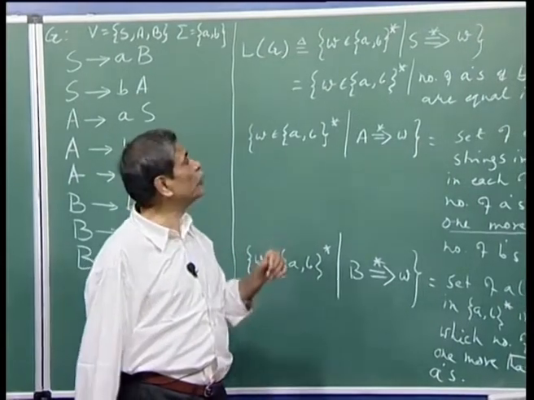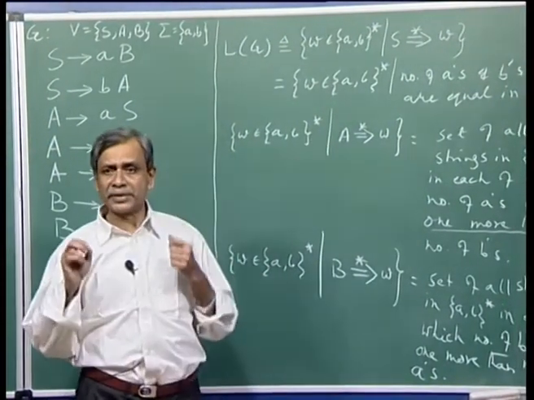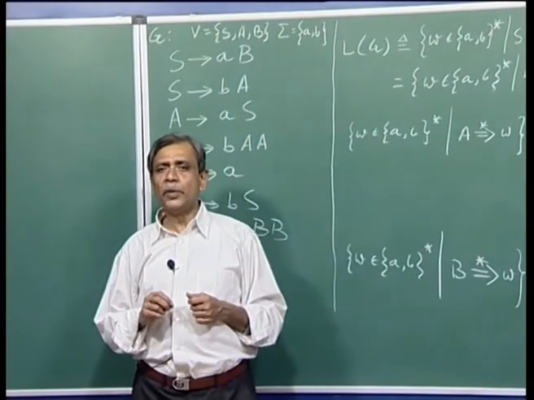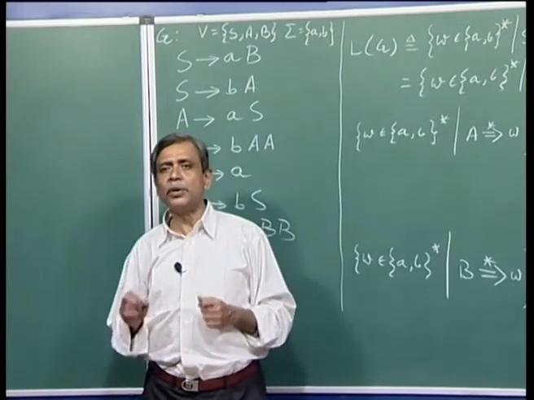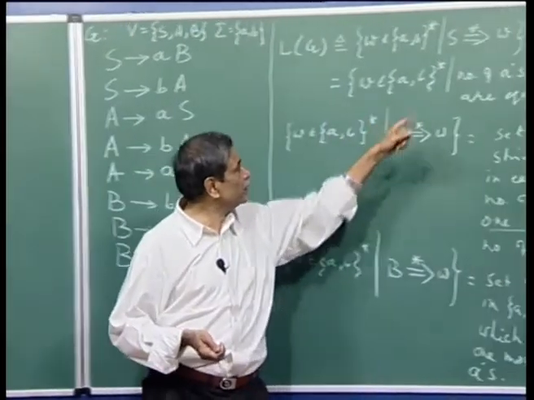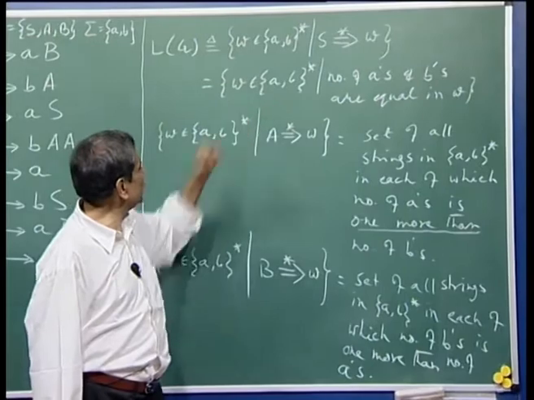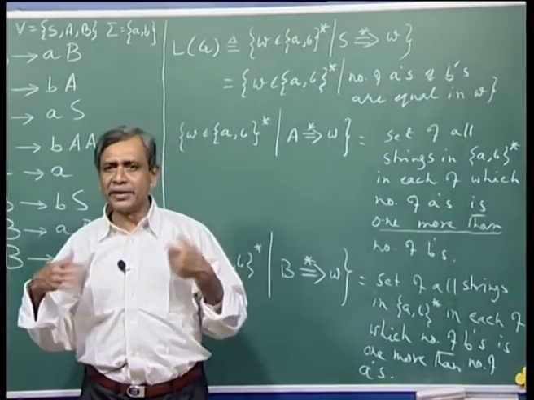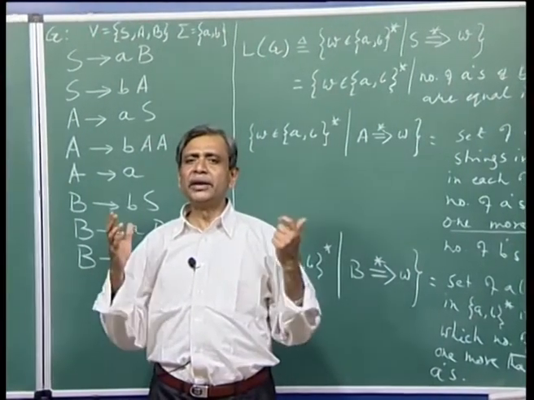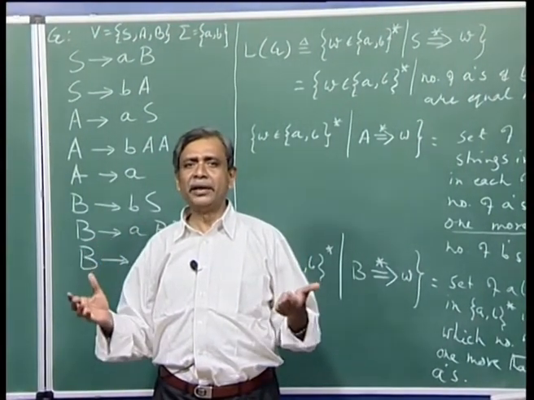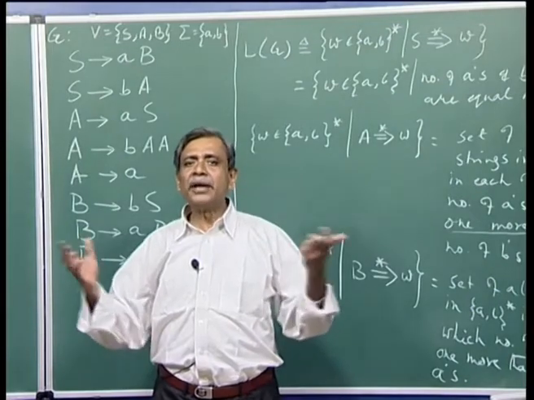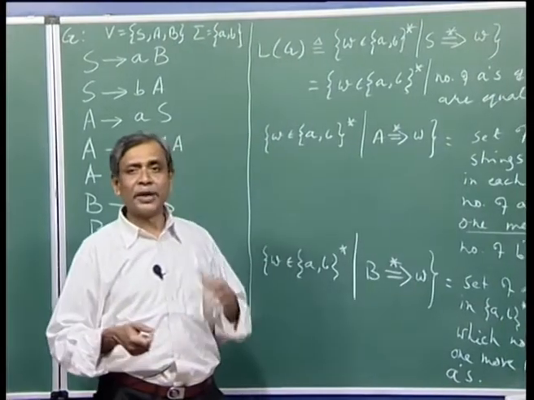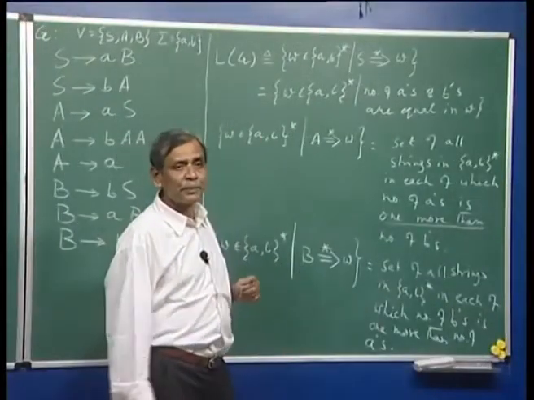And the claim was that this language is precisely those strings over a and b where the number of a's is equal to the number of b's. This is what I am writing here. This is of course something we would be interested in proving, because just looking at the grammar, it may not be immediately clear. So, we would like to prove what the language is.